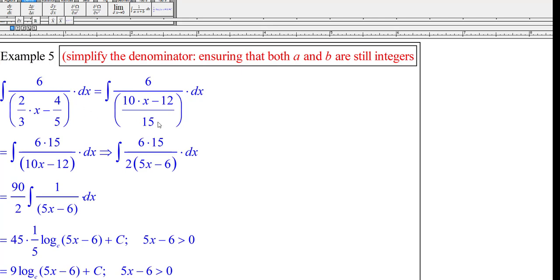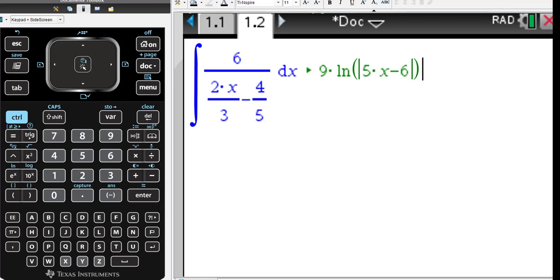Okay, one last one. I've got a denominator where I can actually take a common factor out. So you can see in this particular case I've taken 2 as a common factor. So it's going to be 90 divided by 2, which is 45, and then 45 can further be divided by 5, which is going to be 9 log, so 5x minus 6. So the question is very similar, except that I changed it to 4 over 5, and you can check the answer on the CAS.